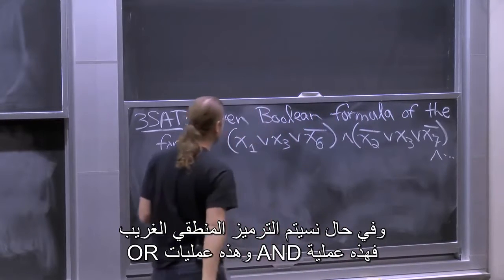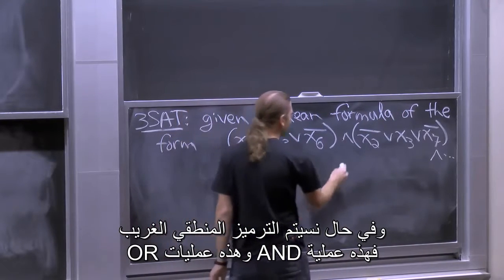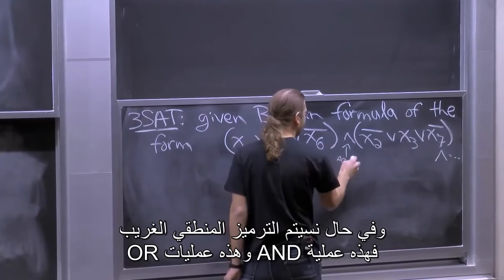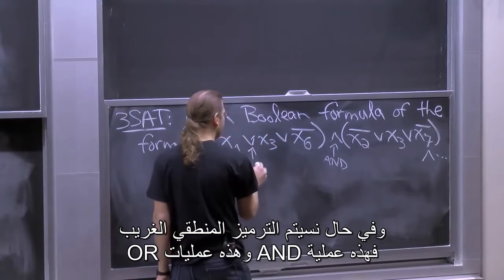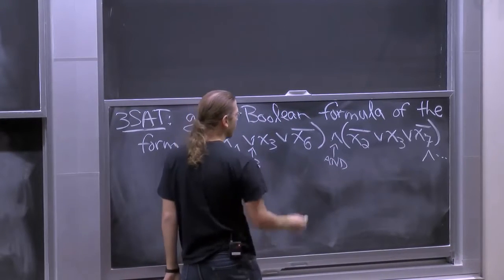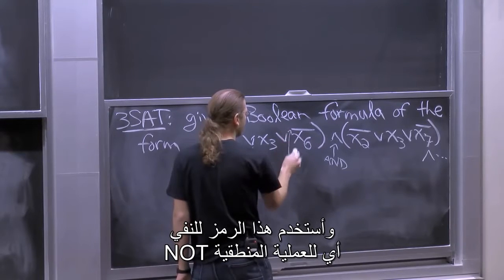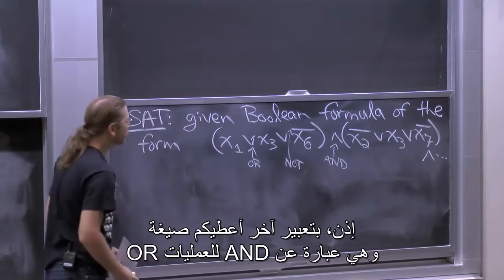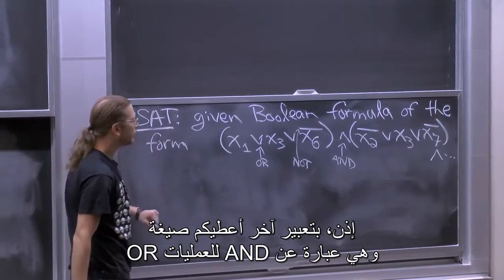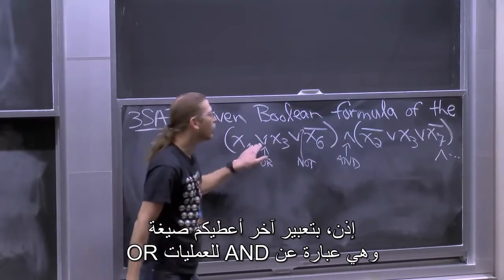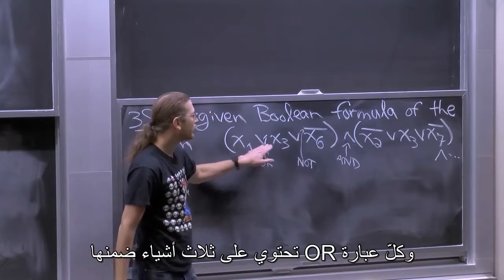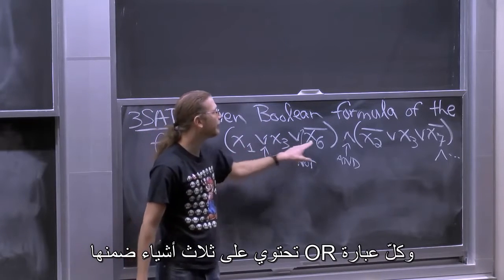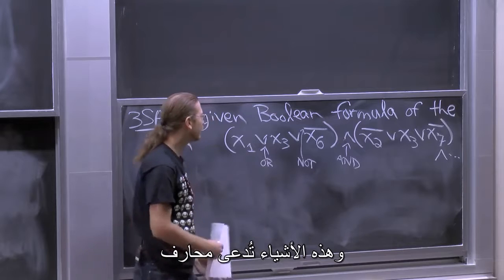And in case you've forgotten your weird logic notation, this is an and. These are ors. And I'm using this for negation, not. Okay, so in other words, I'm given a formula which is an and of ors, and each or clause only has 3 things in it. These things are called literals.